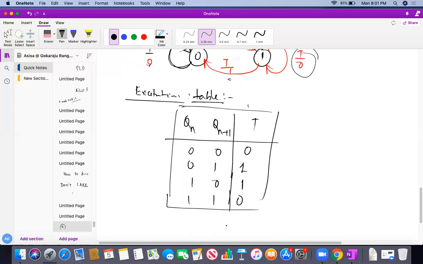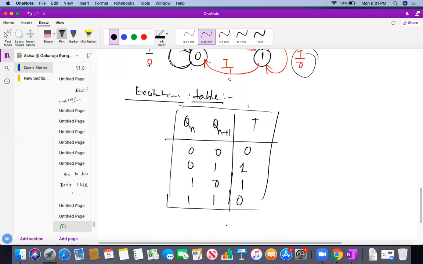But if you change the input, obviously my output will change. So there is no controlling parameter like a clock pulse in a latch. The main parameters are the inputs. If the input changes, the output will change. Okay, and next we have seen the SR flip-flop.